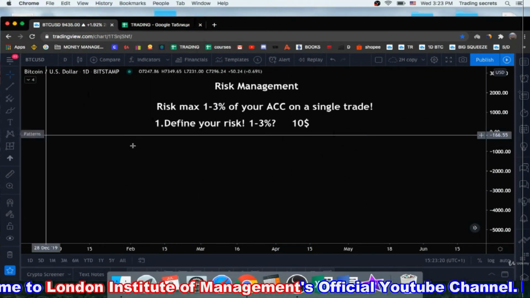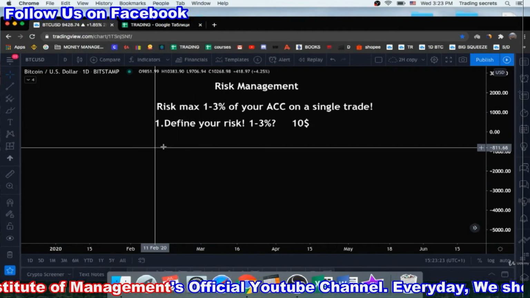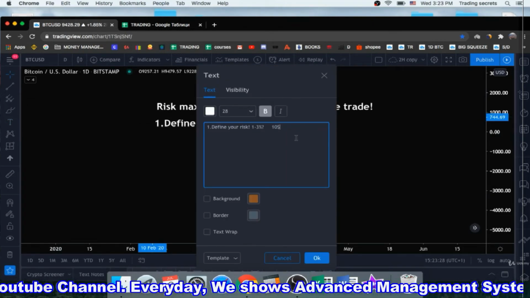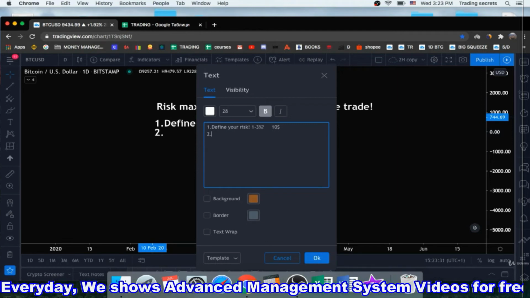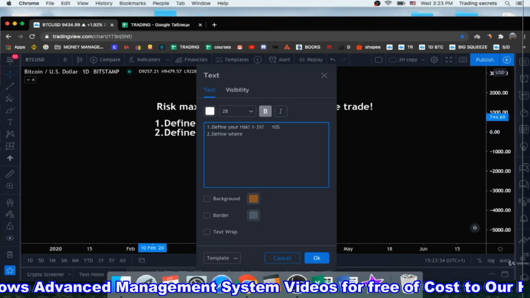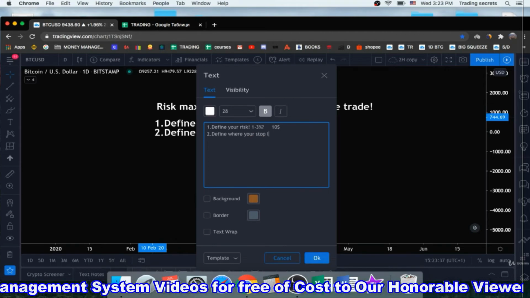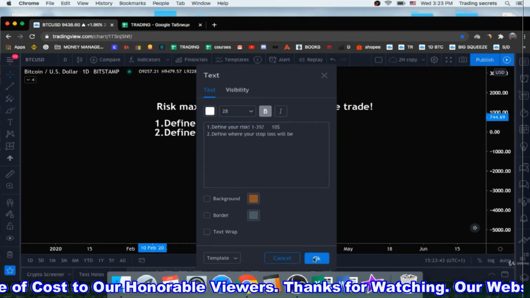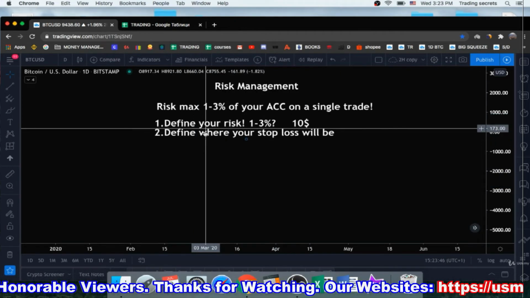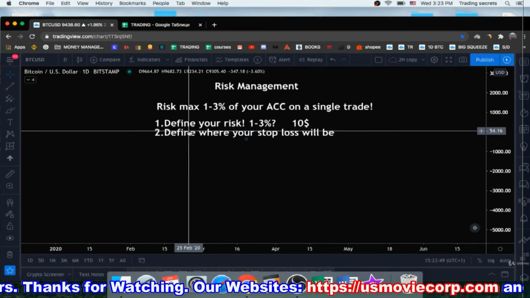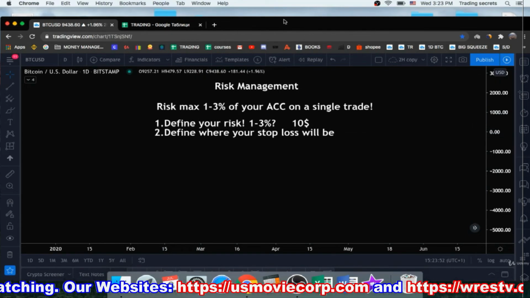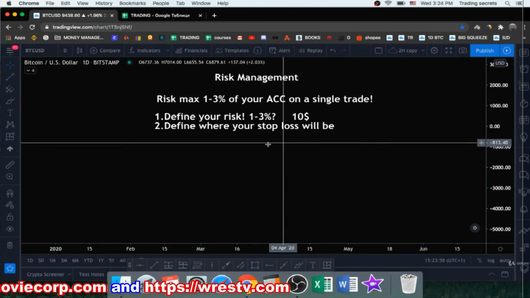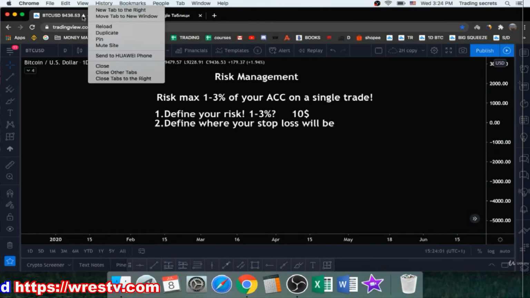The second step is to define where your stop loss is, right? Let me write this down for you. Step number two for proper risk management. This is the process that you are going to go through before entering any trade, right? But of course, this is going to be much faster and it's going to be automatic for you. I just want to go together with you through that, so you understand the whole reasoning behind this, right? So define where your stop loss is going to be.